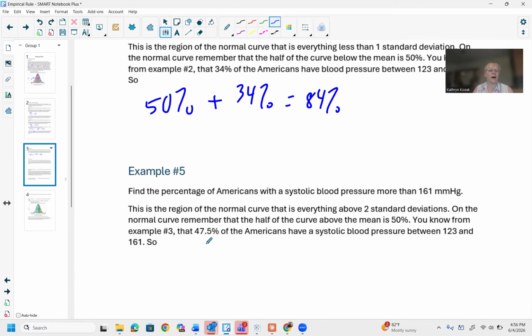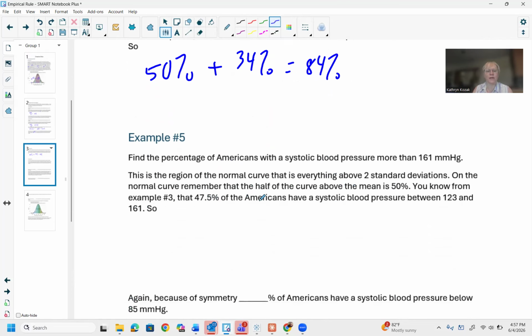In our next example, example 5, find the percentage of Americans with a systolic blood pressure more than 161 millimeters of mercury. This is the region of the normal curve that is everything above 2 standard deviations. On the normal curve, remember that half of the curve above the mean is 50%. You know from example 3 that 47.5% of the Americans have a systolic blood pressure between 123 and 161. So that means that 50% minus 47.5% equals 2.5% of Americans have a blood pressure more than 161.